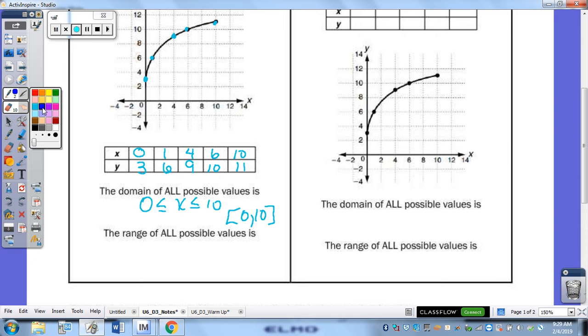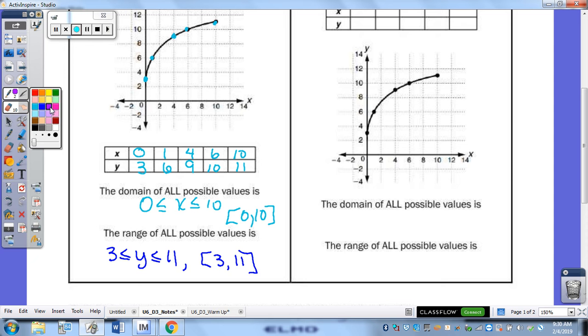For all of our possible range values, our lowest range is a 3, highest range is 11. So again, we could write 3 less than or equal to y less than or equal to 11 if we did it in inequalities. Interval notation would be brackets 3 up to 11. We want to use intervals or inequalities here because we've got that line connecting those points. So it's going to be all those values in between those numbers also. It's not just simply, for our domain, 0, 1, 4, 6, and 10. It's all those numbers in between also.